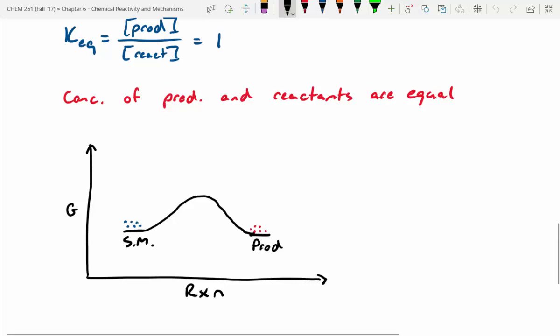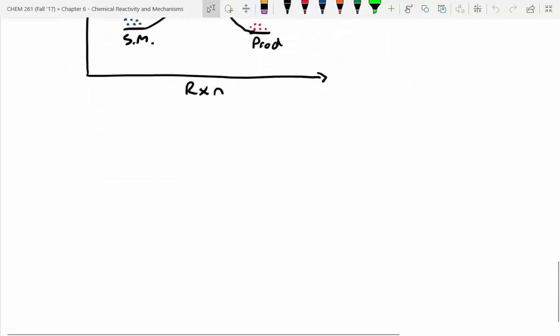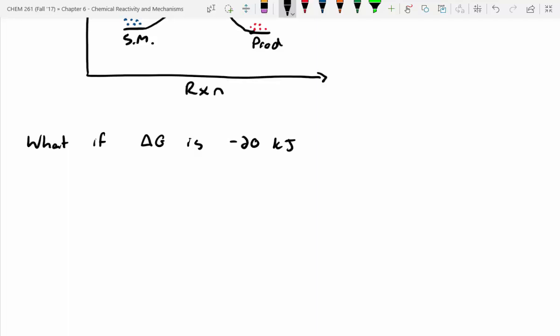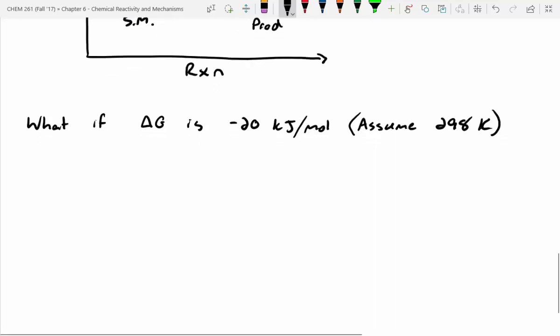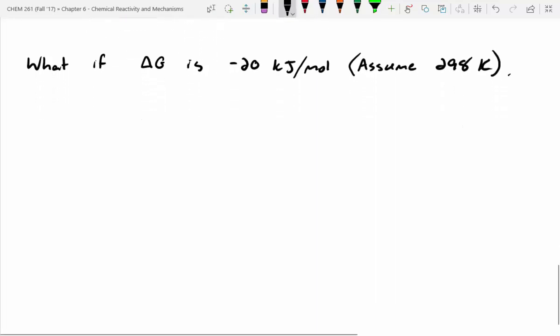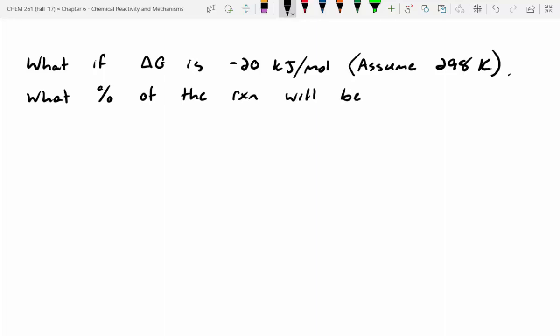But let's take a harder example now. What if delta G is negative 20 kilojoules per mole? And then I'm going to write, assume a temperature. We're going to do 298 Kelvin. That's about 25 Celsius. So what percent of the reaction will be product at equilibrium?